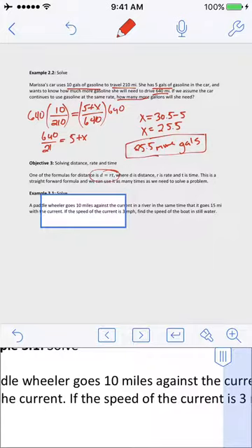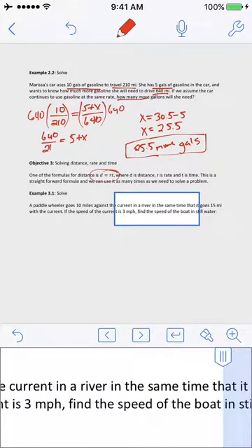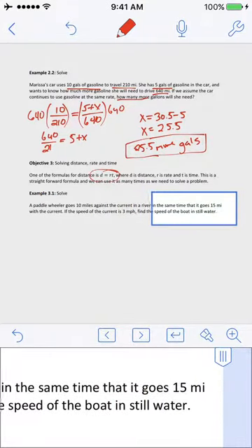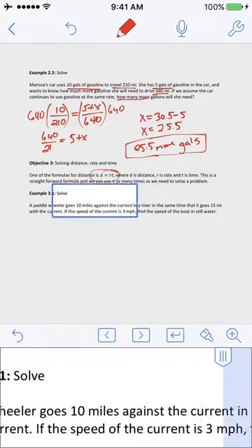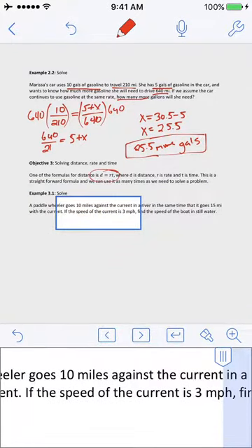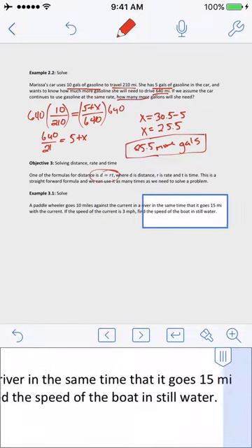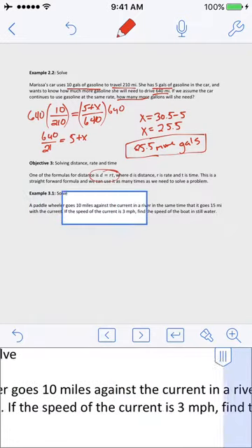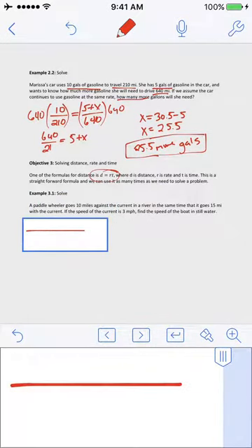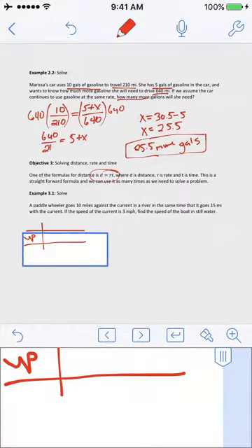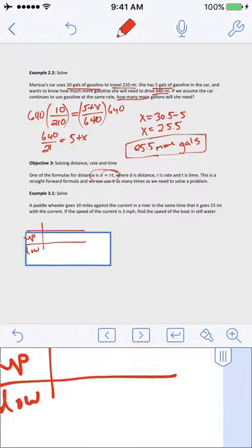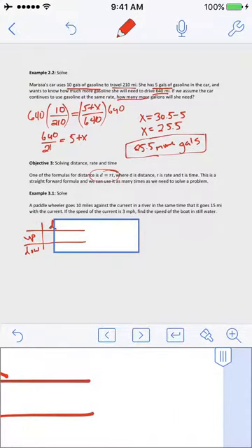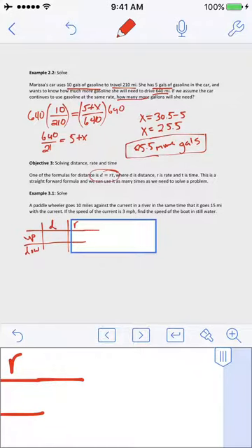A paddle-wheeler goes 10 miles against the current in a river, and in the same time it goes 15 miles with the current. So it goes against the current and then with the current. If the speed of the current is 3 miles per hour, find the speed of the boat in still water. Okay, so there's actually two different distance equations going on here. So I'm going to make a little table. This one's going to be about upstream, and the bottom's going to be about downstream. Okay? And I'm going to look at the distance, the rate, and the time of all three.